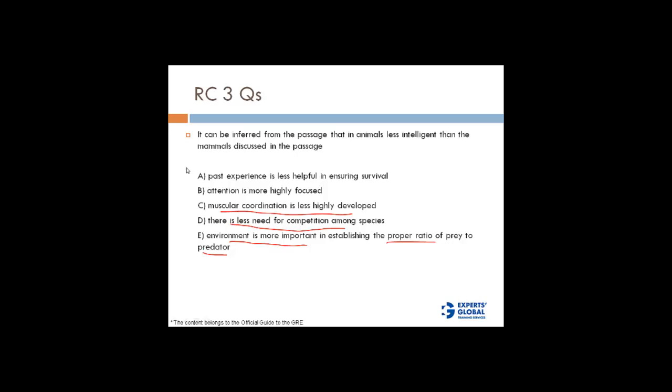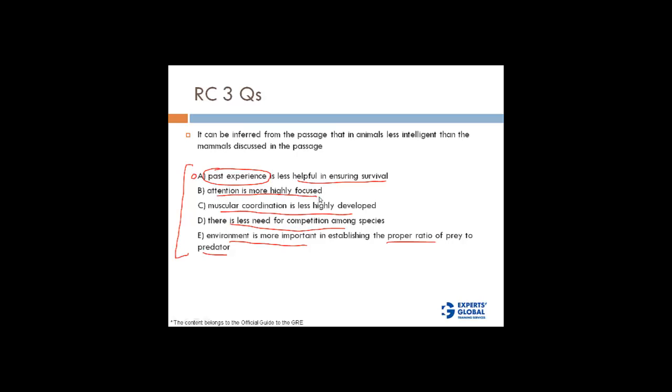So which of these talks about less intelligence, meaning less organization of previous experiences? Past experience is the only option here that talks about previous experiences. So past experience is less helpful in ensuring survival. That is correct, because they are not able to organize their previous experiences so well, and that's why they don't learn so much from past experiences, and that does not help them anywhere. So it is less helpful in ensuring survival. So this seems to be the correct one.